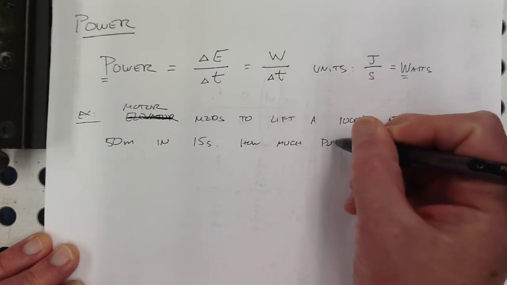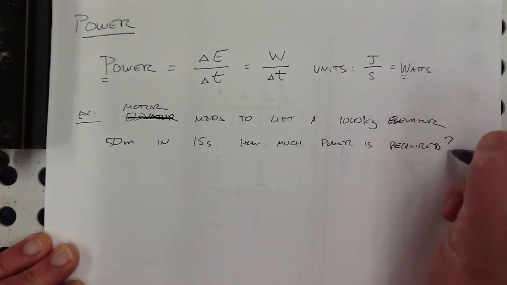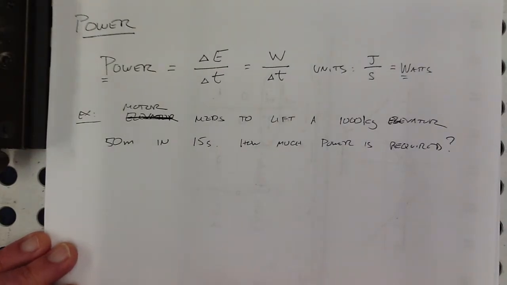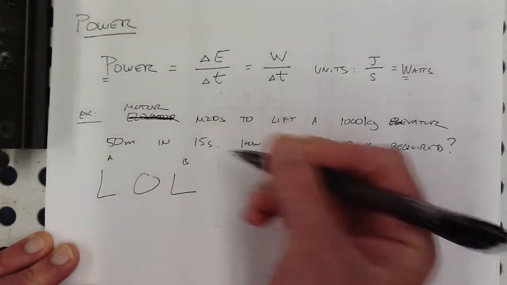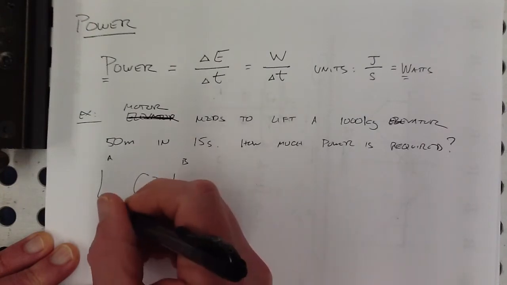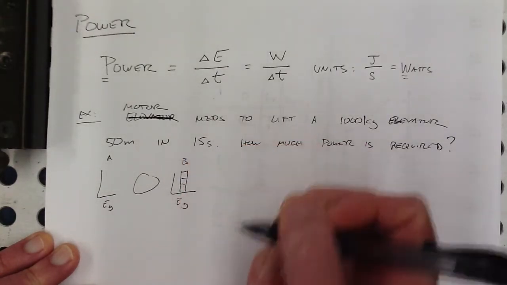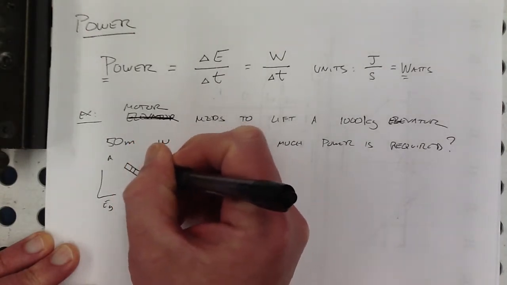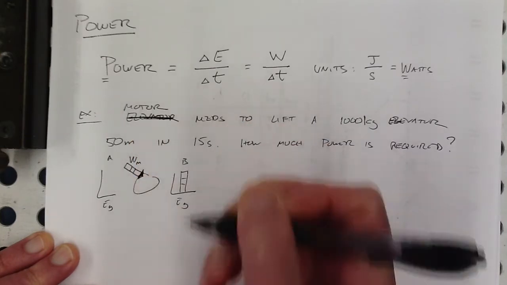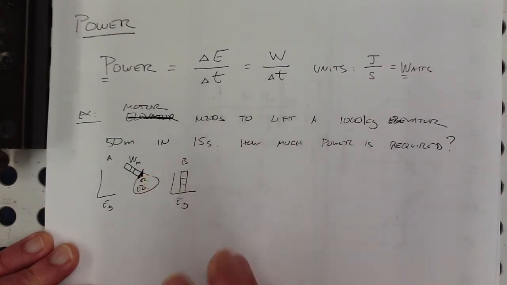How much power is required? Well, I think you could do this probably without an LOL diagram, but I'm going to make one because we're in the habit of doing that. So here's the elevator at the bottom, here's the elevator at the top. At the bottom, we'll say that's its zero height, so it doesn't have any EG yet, and when it gets up here, it does have some EG, and it's the work done by the motor that's putting that energy in there. And this would be the elevator and the earth, right? And the motor would be outside the system. It's doing work like that.